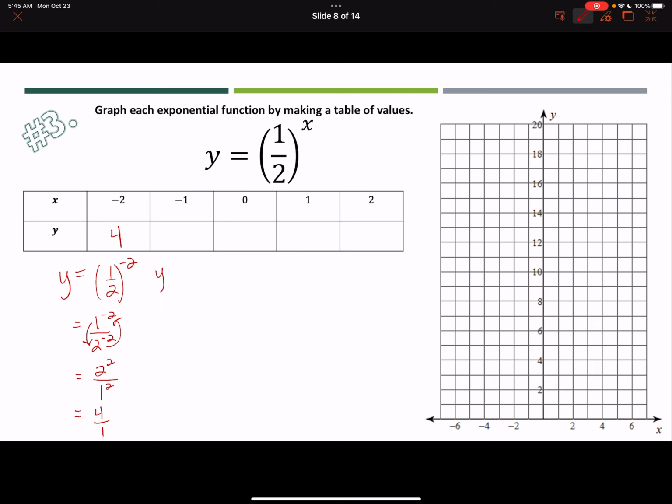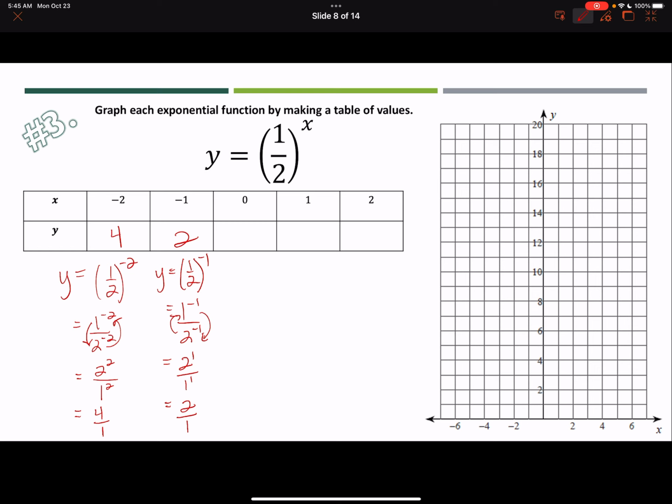Okay. Now, what if I put in 1/2 to the negative 1? What if I plug in negative 1 for x? So power to power, this is going to be 1 to the negative 1 over 2 to the negative 1. So both bases are going to flip. So it becomes 2 to the 1 over 1 to the 1. 2 to the 1 is just 2. 1 to the 1 is just 1. And 2 over 1 is just 2.